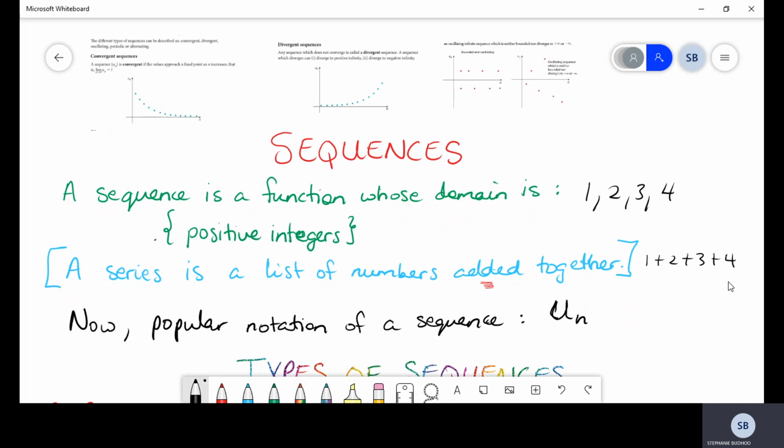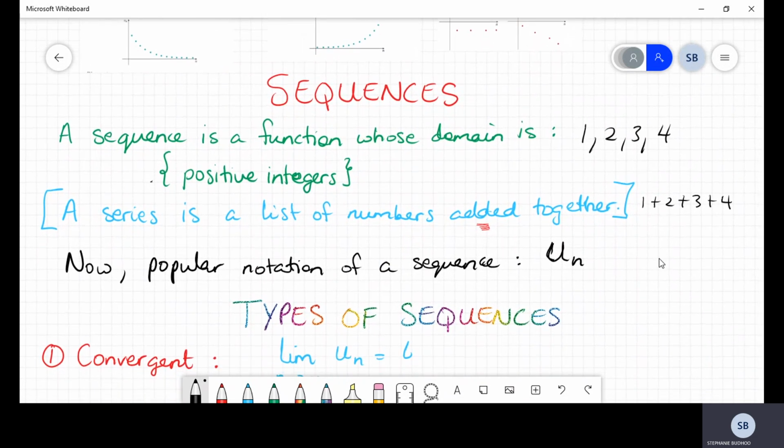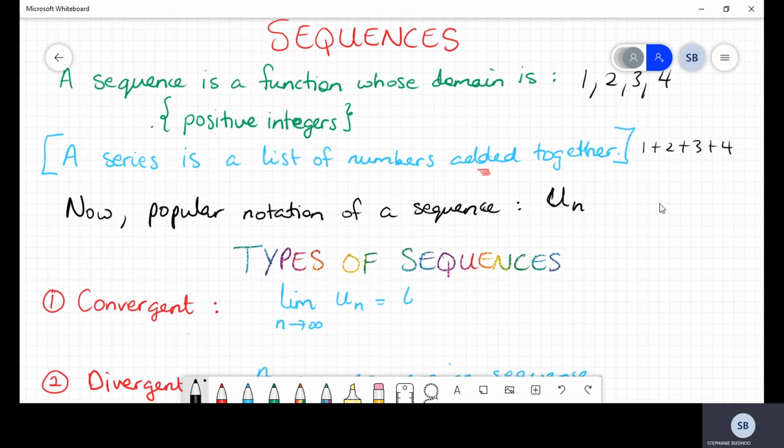So moving forward, one of the criteria you must learn in mathematics is obviously symbolic notation, right? And a popular notation of a sequence is denoted by the letter U subscript N, right? So you will see this occurring a lot whenever you are doing topics such as sequences. Now that we understand exactly what a sequence is, a set of positive integers, let's get a little more into detail into the types, because there are various types of sequences, right?